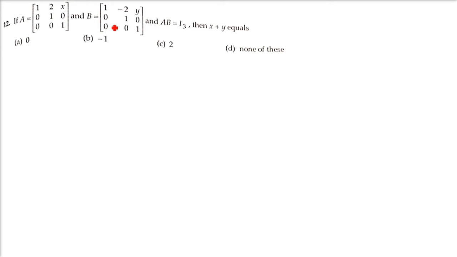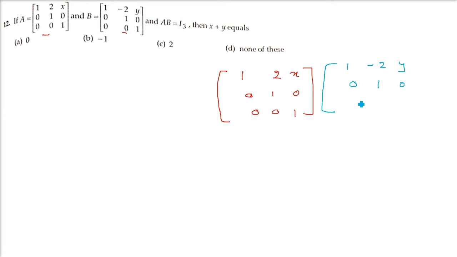Now A is this and B is this. A into B is I3. I is the identity matrix. Then X plus Y equals. So we just have to multiply it, and one of the terms will be X plus Y. So we'll properly multiply it, and then we will equate it to the identity matrix. A is this: 1, 2, X, 0, 1, 0, 0, 0, 1. This is our first matrix. The next one will be 1, minus 2, y, 0, 1, 0 and 0, 0, 1.